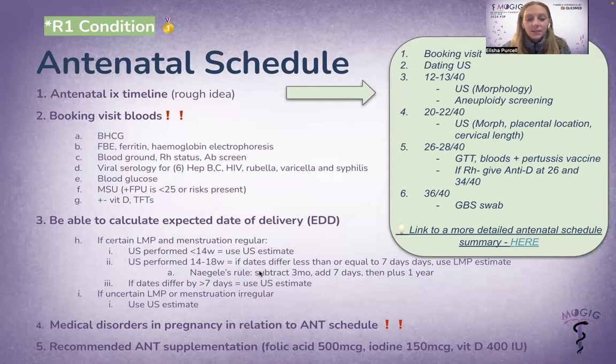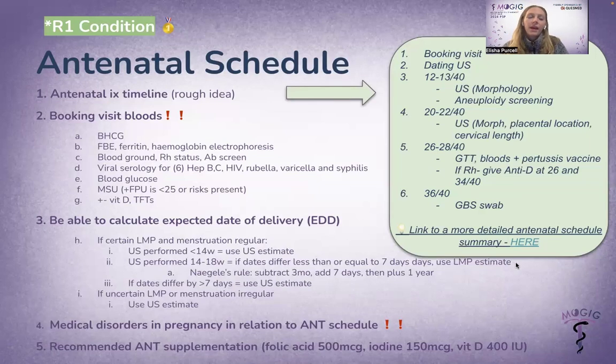So this one is specifically referring to this first branch, as in they know when their last menstrual period was, and secondly, the menstruation is regular. So you're going down this branch. Then the ultrasound is performed between 14 to 18 weeks. Now the next thing we ask is, do the dates differ by less than or equal to 7 days? If they differ by less than or equal to 7 days, you use your last menstrual period estimate.